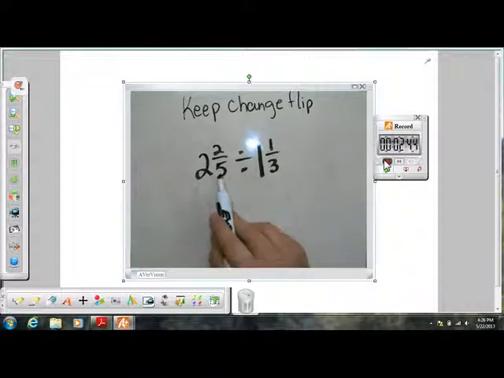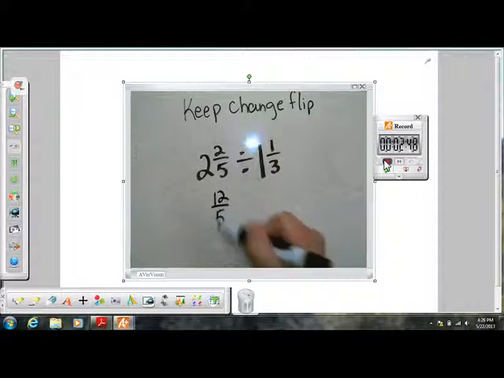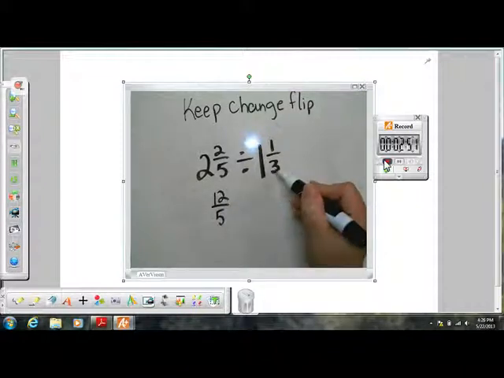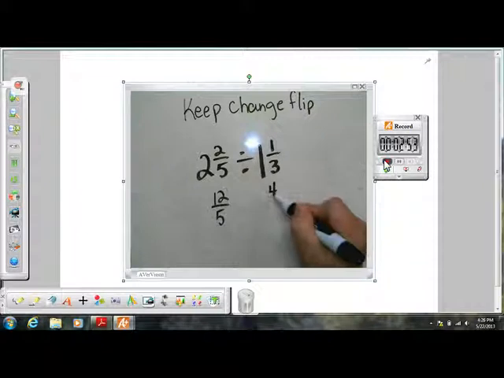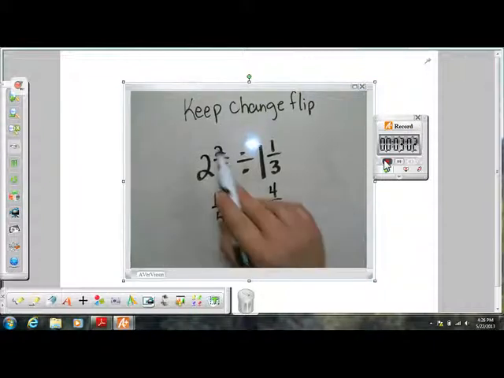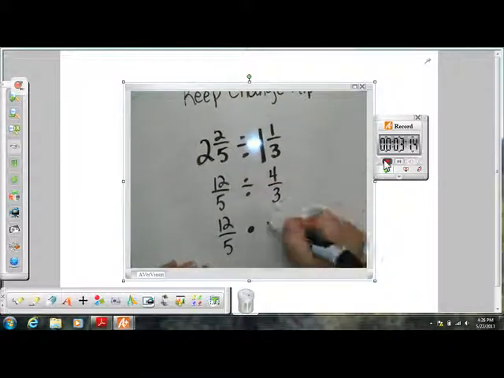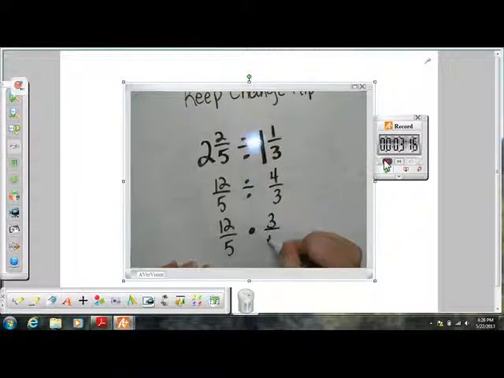So 2 times 5 is 10, plus 2 gives me 12/5. And 1 times 3 is 3, plus 1 gives me 4/3. And it's still division here. All I've done is change them to improper. Now we're ready for the keep, change, flip. Okay, so I'm going to keep the first one of 12/5. I'm going to multiply, so I'm going to change that to multiplication. And now I'm going to flip this one and make it 3/4.